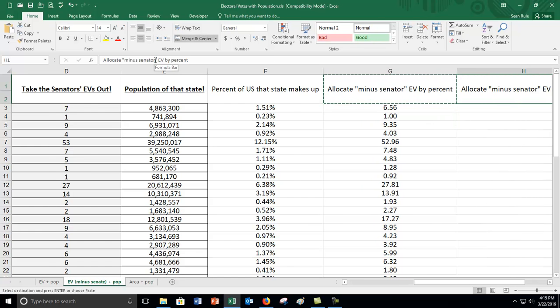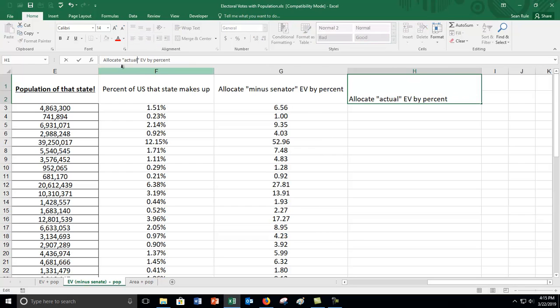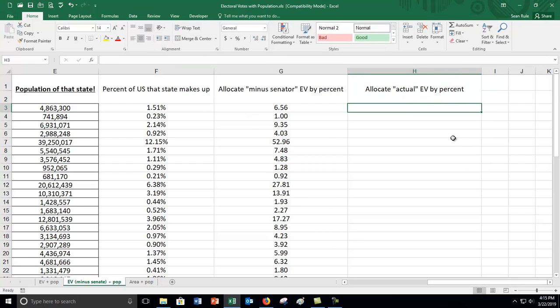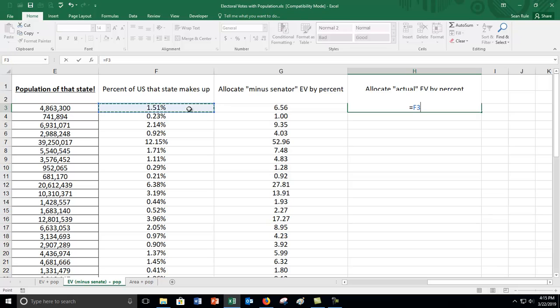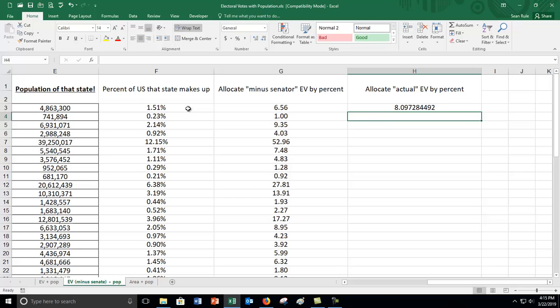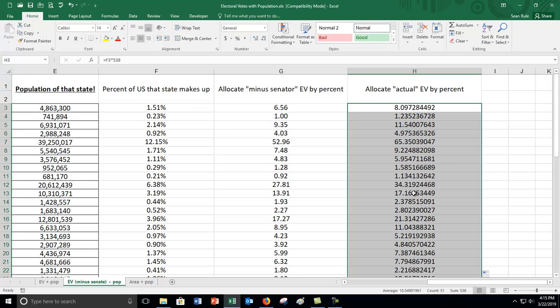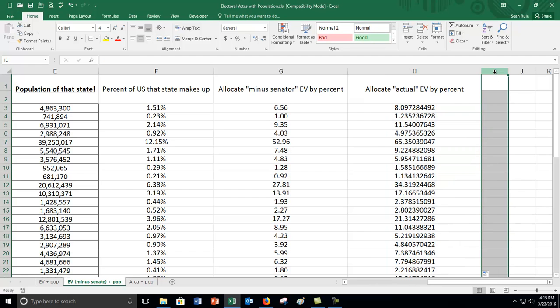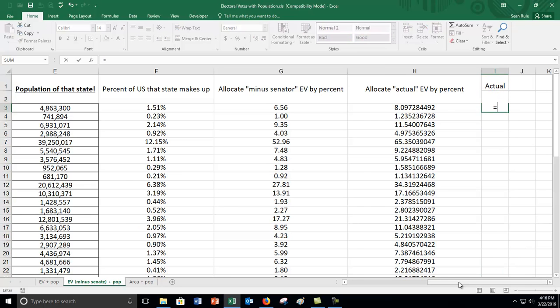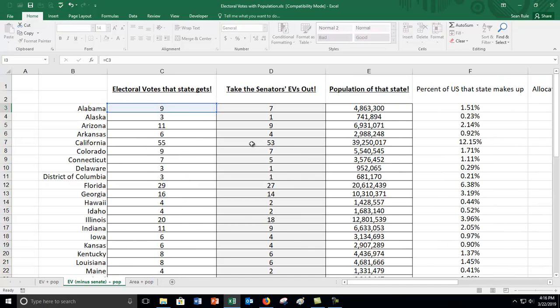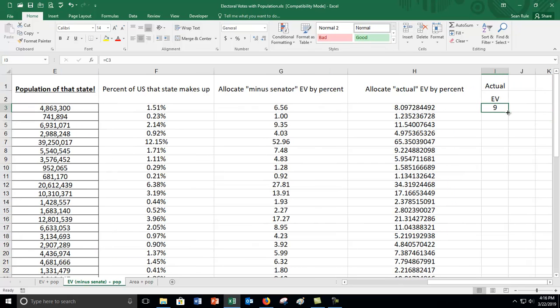I'm going to allocate now the actual EVs by percent. So now what I'm going to do is take the percent but apply it to 538, which is the actual number of electoral votes that are granted. Now this is going to get interesting, so I think we're going to want to look at actual EVs again. So let me copy them over here so we can see them easier. There we go. Let's copy these down.